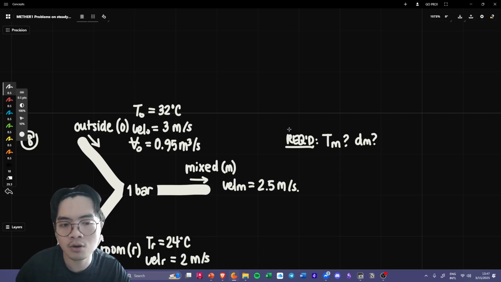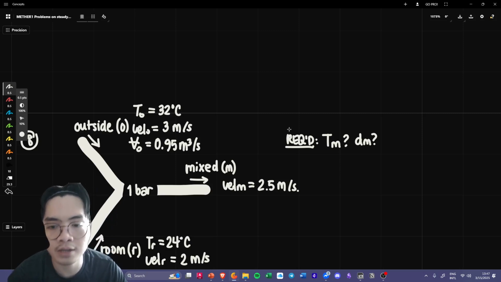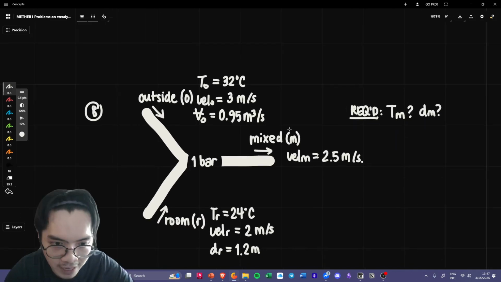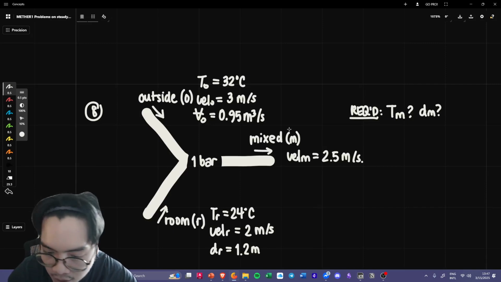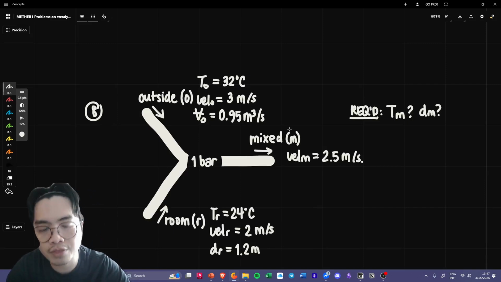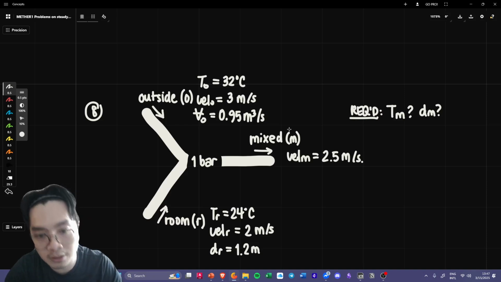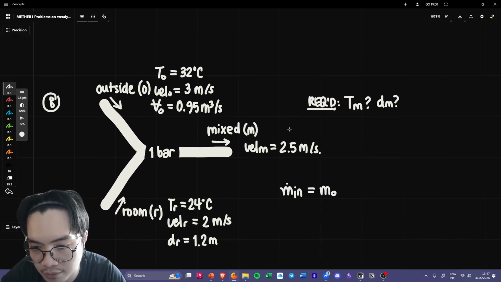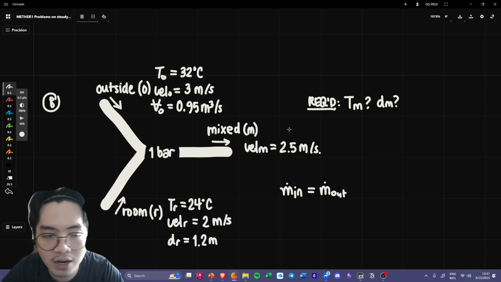And so now what we're going to do here is think about first the things we can understand. For now, let's just think about conservation of mass. Two things go in, outside and room air go in, and what comes out is mixed air. So m-dot in is equal to m-dot out, of course. What comes in?